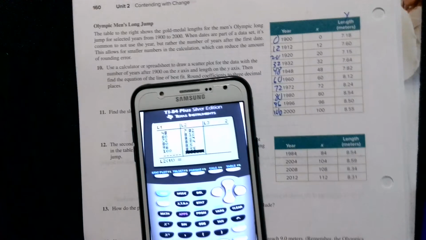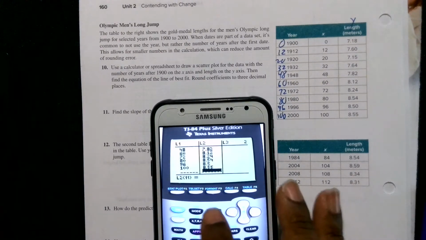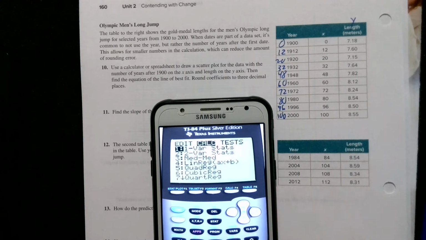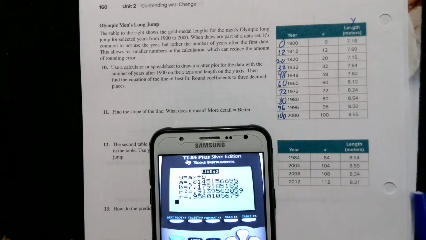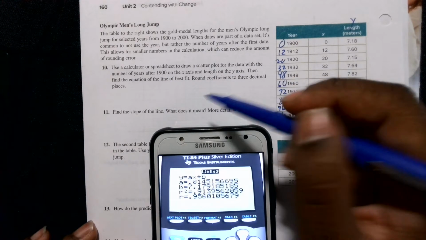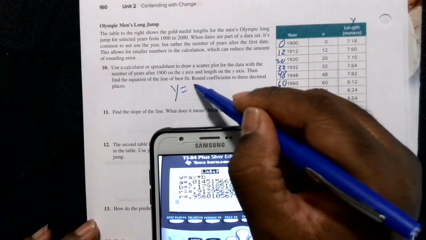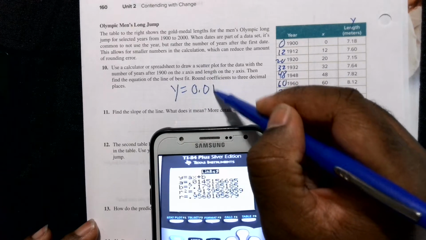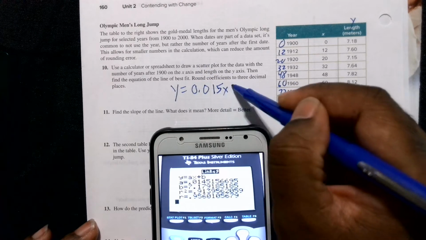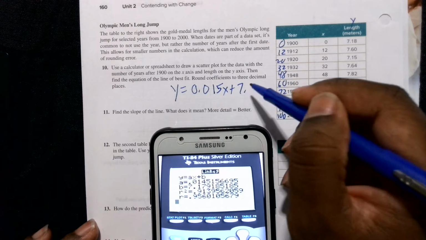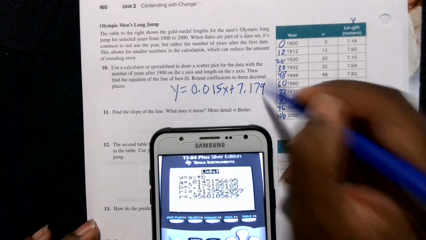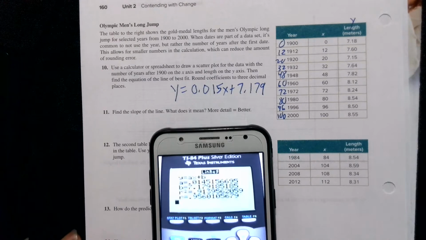Now, next step, we will go back to Stat, go to Calculate, then the number 4 to get our linear regression, and then we have our formula here. It tells us to round the coefficients to 3 decimal places, so it'll be y is equal to 0.015x plus 7.179. So that will be our equation.